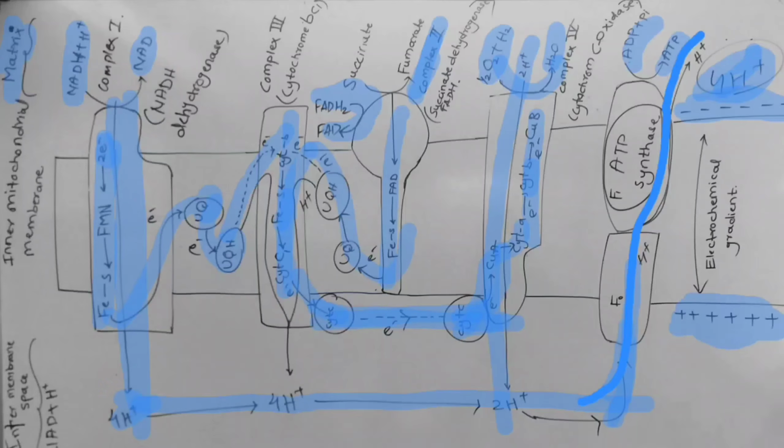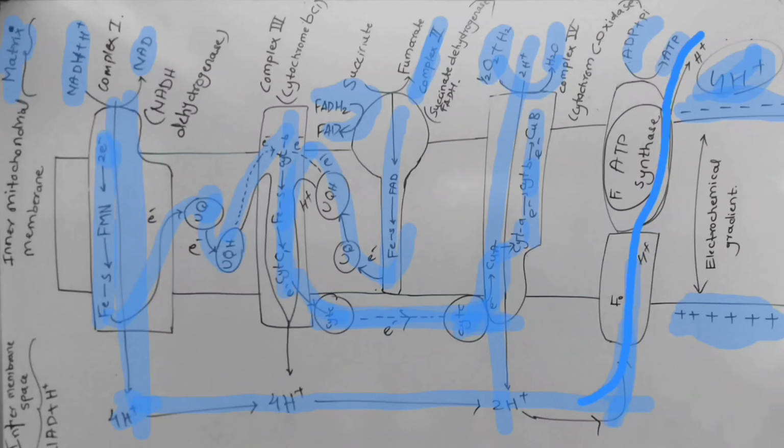Again repeating the names of the complexes. Complex number 1 is called NADH dehydrogenase. Complex number 2 is called succinate dehydrogenase or FADH dehydrogenase. Complex number 3 is called cytochrome BC1 because it has cytochrome B as well as cytochrome C1. And complex number 4 is called cytochrome C oxidase because here the oxidation is taking place. That is the reason why we call it cytochrome C oxidase.